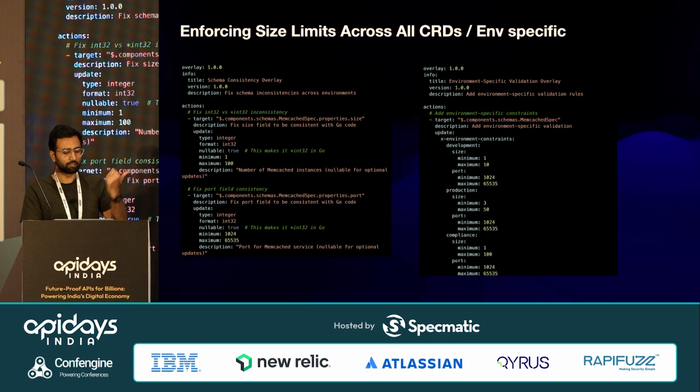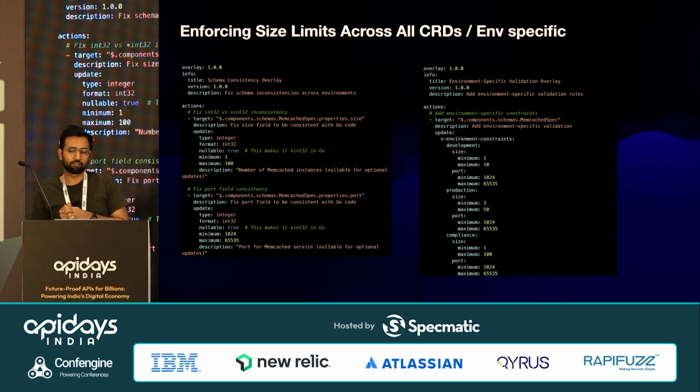As you can see on the screen, the overlay is generated in an environment-specific form. We have different environments here. For development, it has a pod size of minimum 1 to 10. For production, it goes for 3 to 50. And for the other environment, it goes for 1 to 100.